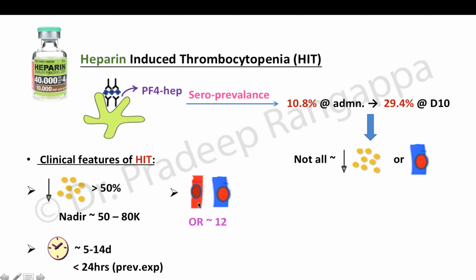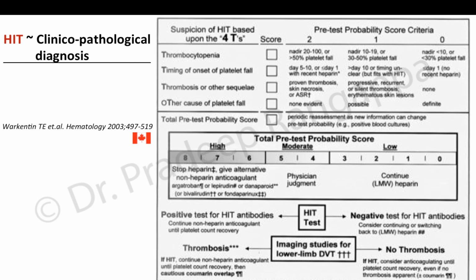Because although platelets are low in heparin-induced thrombocytopenia, there is a significantly increased risk of both arterial and venous thrombosis. So in the treatment you would not give platelets, because giving platelets will worsen the risk of developing arterial or venous thrombosis. And as you see, the odds ratio is up to 12. So the risk of developing arterial and venous thrombosis is 12.